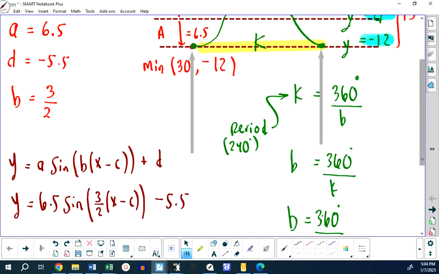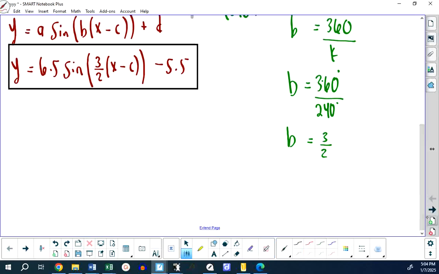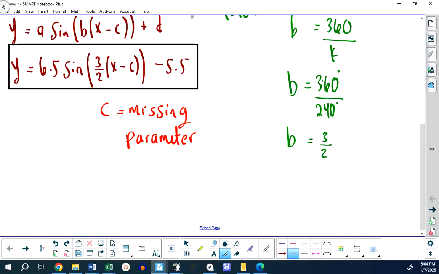Now, all I've done is I've put into that general formula, a is 6.5, b is 3/2, and d is negative 5.5. I've always tried to, in my classes, impress on people that when you have something like this, that c is referred to as a missing parameter. It's why whenever I hear somebody refer to this letter C as a variable, I cringe. It's not a variable. X and Y are variables. C is a parameter. We always find a missing parameter the same way all the time.